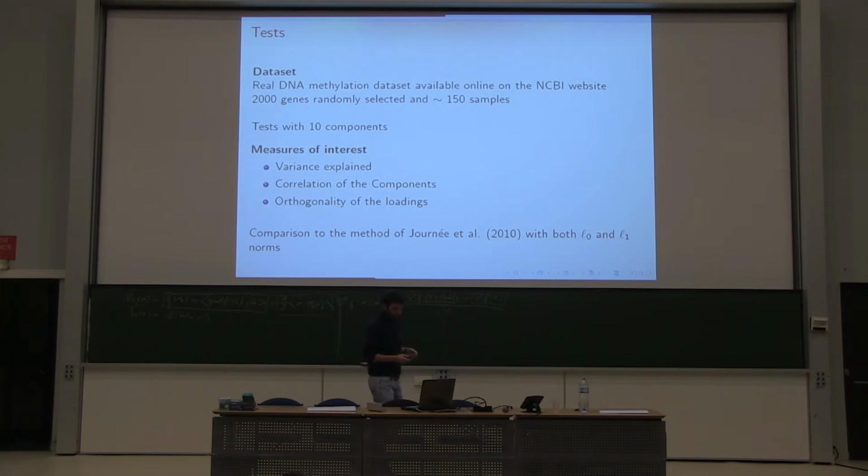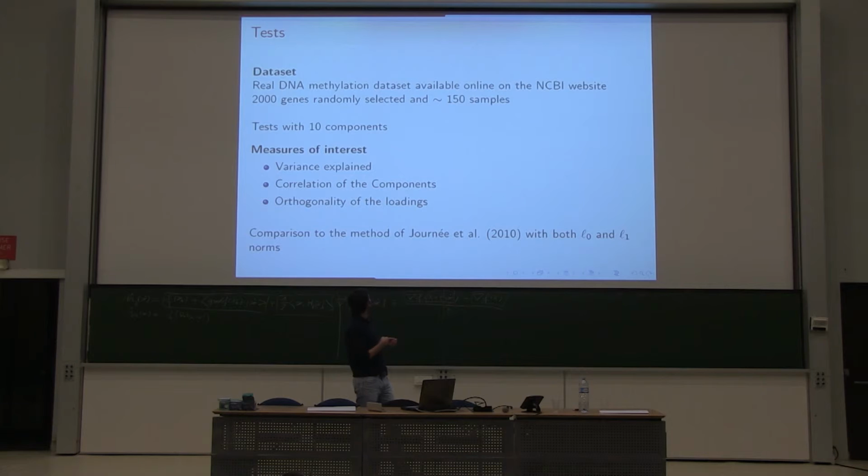So for the tests that have been performed, we used a real DNA methylation dataset, which is available online on the NCBI website. In order to speed up the computations, we selected randomly 2,000 genes, and we have 150 samples, more or less. We did the test with 10 components, and we are mainly interested in 3 different measures: the variance explained by the new variables, the correlation between the components, and the orthogonality of the loadings. Of course, for the sparse PCA problem, all these measures have to be analyzed in regard to the sparseness that is achieved.